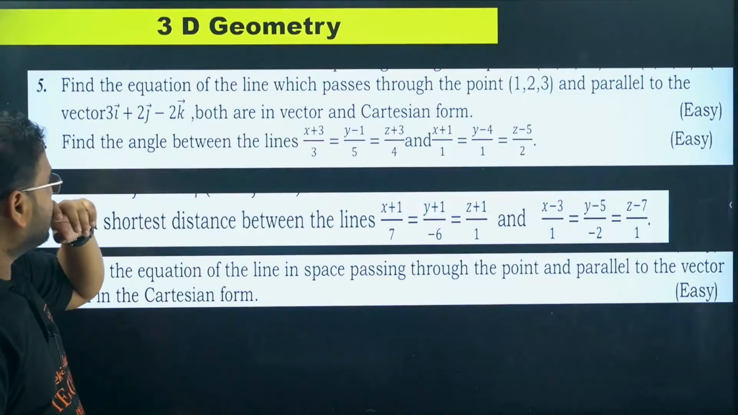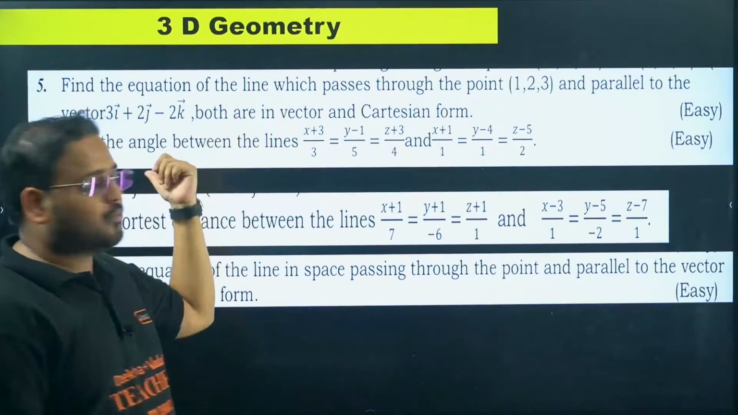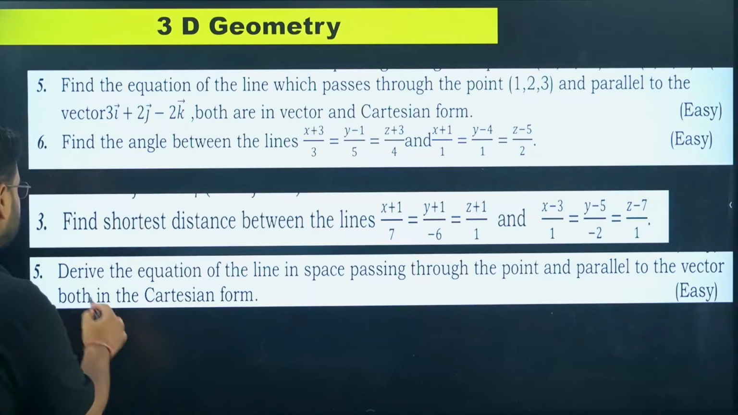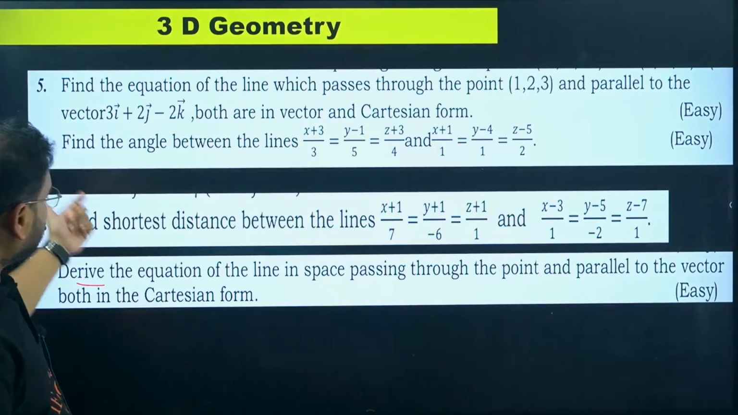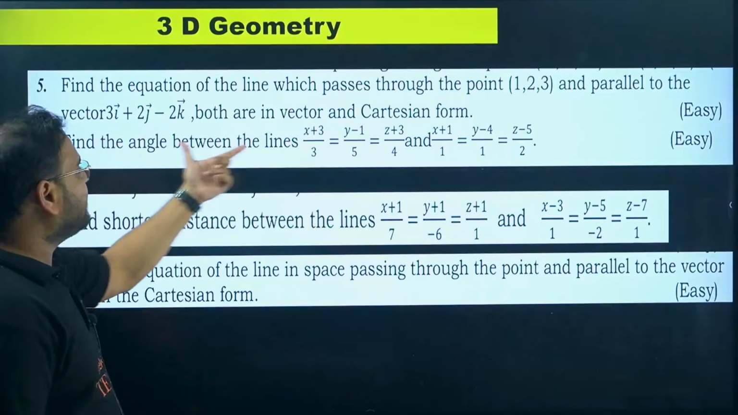where you're looking to find the equation of the line which passes through the point and parallel to the other one. There's also given a derivation of this. This is very, very important from your exam point of view. And shortest distance formula also there is there, and angle between the lines is also there.